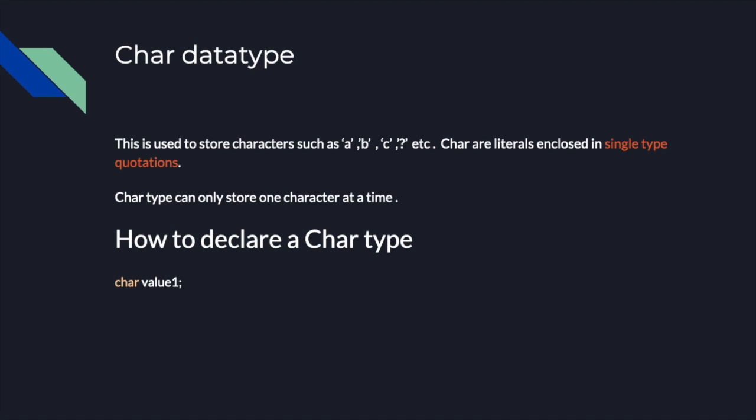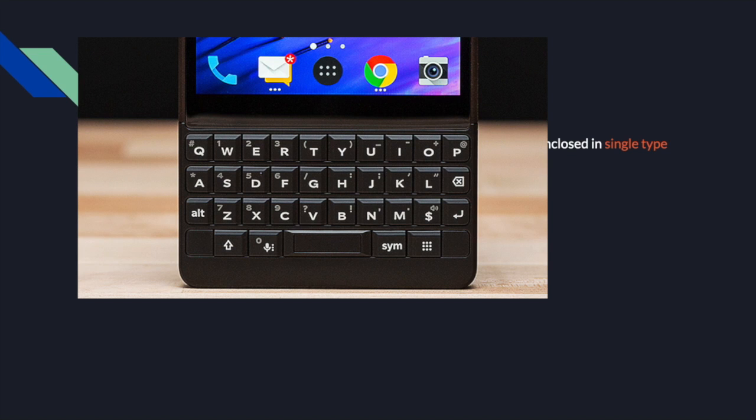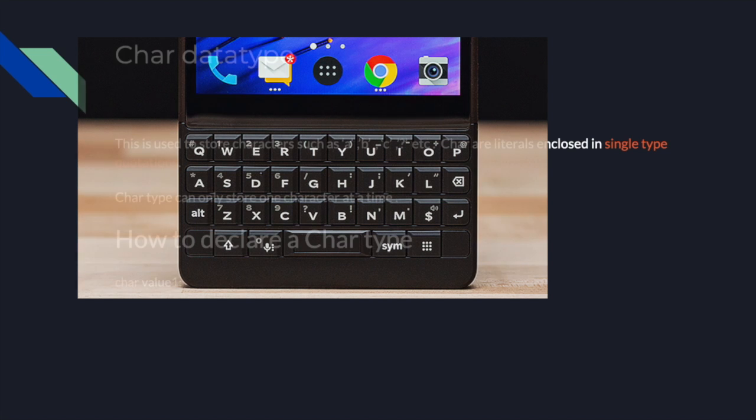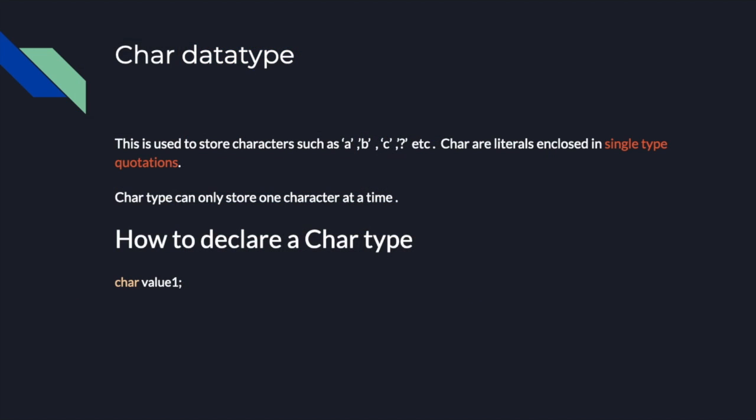Next, we will look at char types. This is useful to store characters such as A, B, C, question mark, etc. Characters. That's what char type means. It stores characters, like the characters you type in text, the letters. The symbols, the signs, those are all characters. The computer stores those things as characters. Characters are literals enclosed in single quotations, not double quotations.